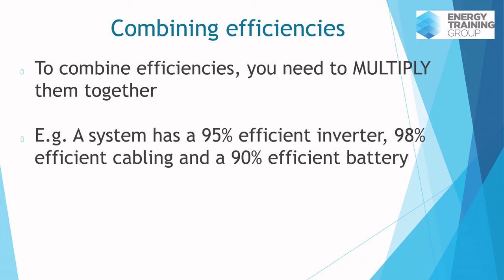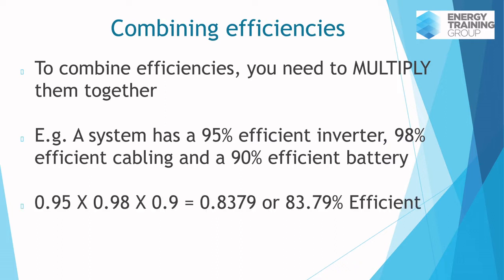So let's say a system had a 95% efficient inverter, a 98% efficient cabling, and a 90% efficient battery. If we combine them all together, we do 0.95 times 0.98 times 0.9. We would get 0.8379 or 83.79% efficient. So that's how you combine efficiencies.